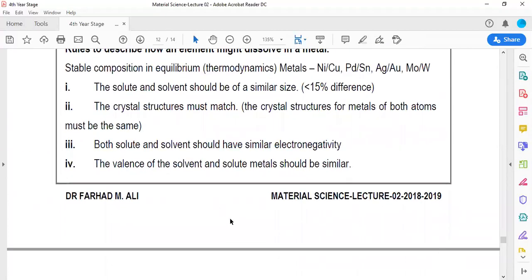Both solute and solvent should have similar electronegativity. Electronegativity, if you don't know what's the meaning of electronegativity, it means that if you have two atoms, one atom has more affinity, is more willing to withdraw the pair of electrons towards itself more than the other. And for example, if you have HCl, I'm not talking about HCl as an alloy, just giving you an example in chemistry about electronegativity.